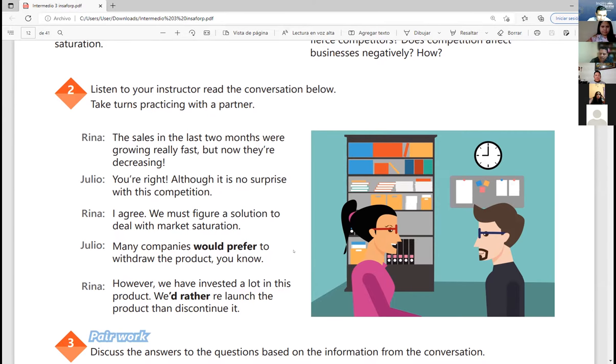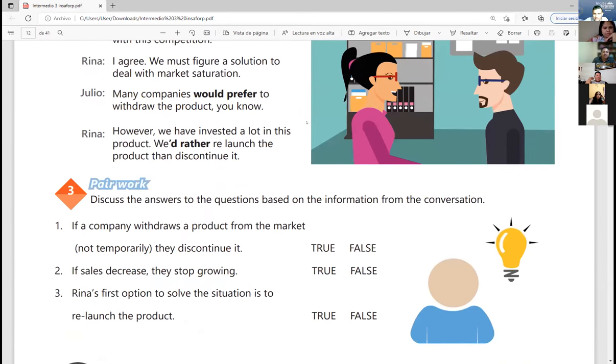Okay, discontinue. Reinforce some words. Okay, months. All right, months. Growing. Okay, rather, rather, rather. Good. Excellent. All right, now we have this exercise.